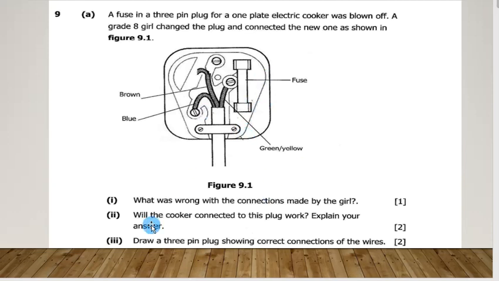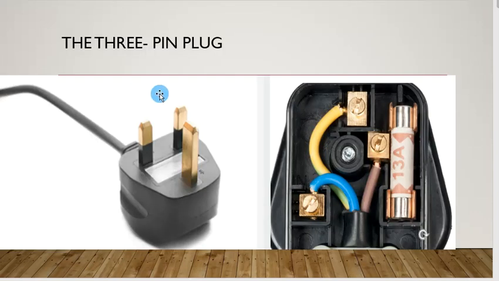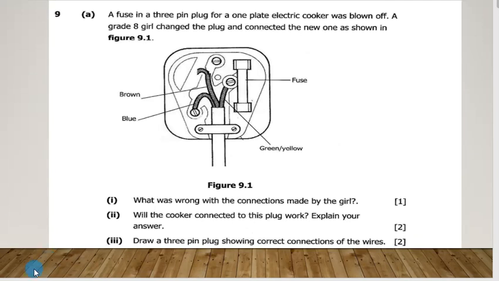The first part, 1 mark. Part 2, will the cooker connected to this plug work? Explain your answer. Will the cooker work? Okay, so explain your answer if the cooker is going to work. And then finally, part 3, draw a 3-pin plug showing the correct connections of the wires. So you are going to redo this one, but show the correct connections. You'll be guided by the colors and the ideas that we gathered from this 3-pin plug. Okay, so that's all I had in this lesson.